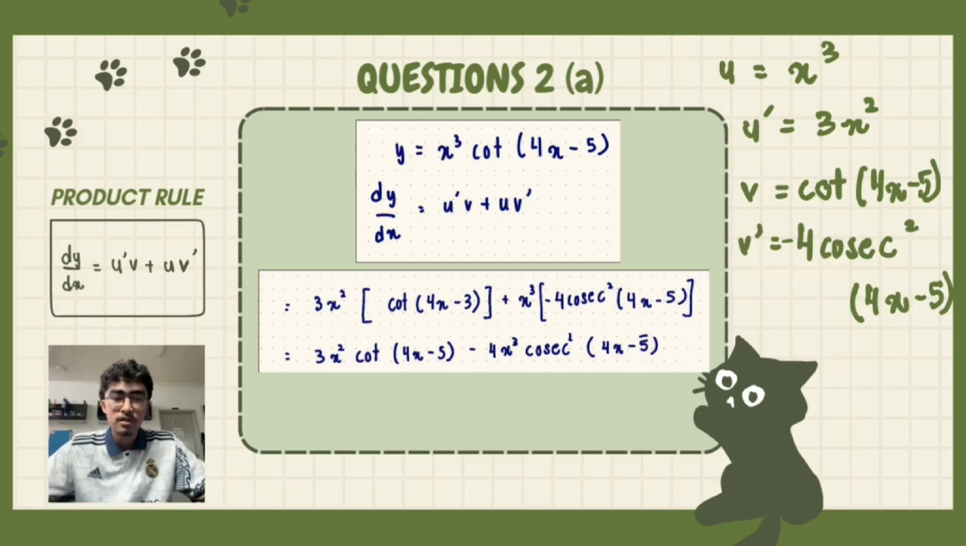Now I substitute everything into the product rule. So we get dy over dx equals 3x squared times cot(4x minus 5) plus x cubed times negative 4 cosecant squared (4x minus 5). Finally, I simplify the expression and the answer we get is dy over dx equals 3x squared cot(4x minus 5) minus 4x cubed cosecant squared (4x minus 5).